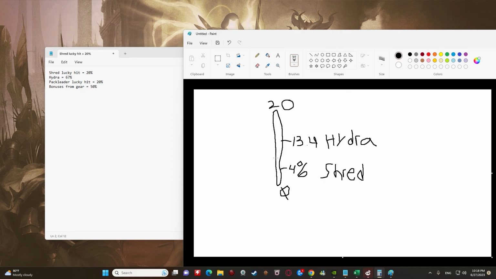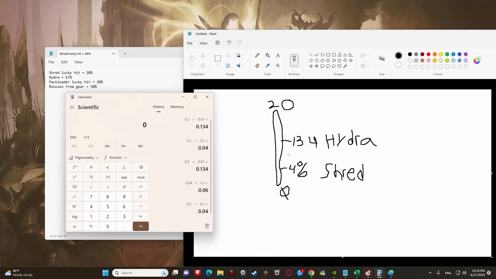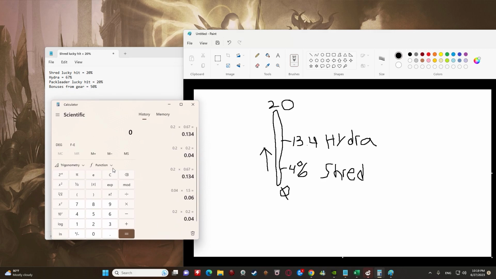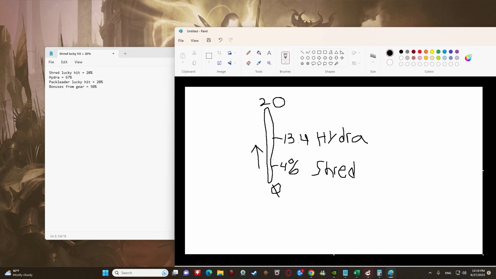So now the last thing we need to think about is gear bonuses, right? Because now that we know where we're at in this range, this is where gear bonuses come in, okay? What our gear bonuses are doing is just pushing us up inside of this range. That's what gear does. So let's assume we have a 50% bonus from gear. Then the way it would work is like this: 0.2 Shred times 0.2 Pack Leader Lucky Hit times 1.5, which would be increasing this by 50%, equals 6%. So with 50% increased lucky hit chance from our gear, meaning on our rings, gloves, focus, and totem, it would increase us from 4% up to 6%.